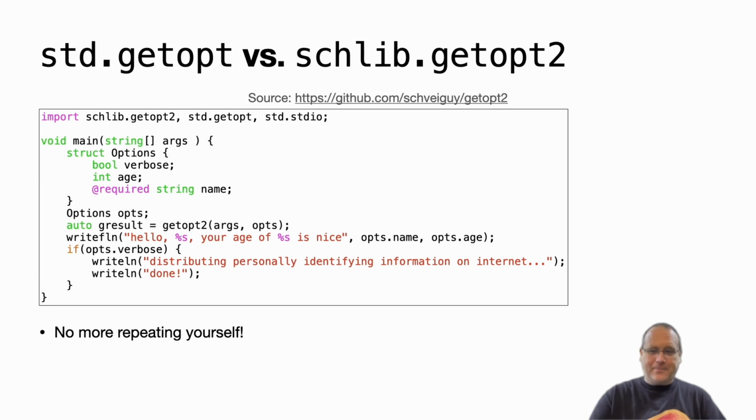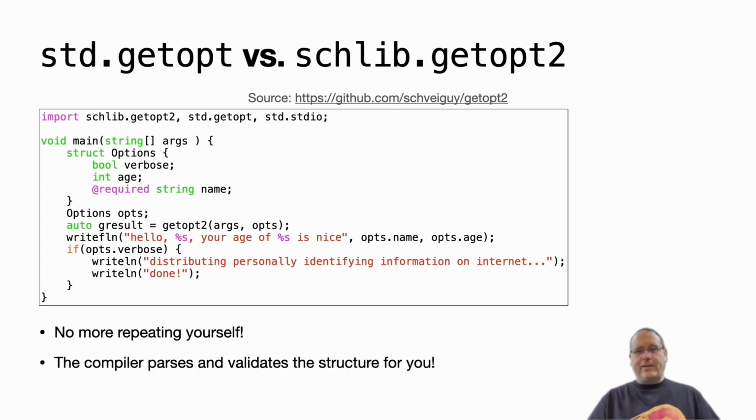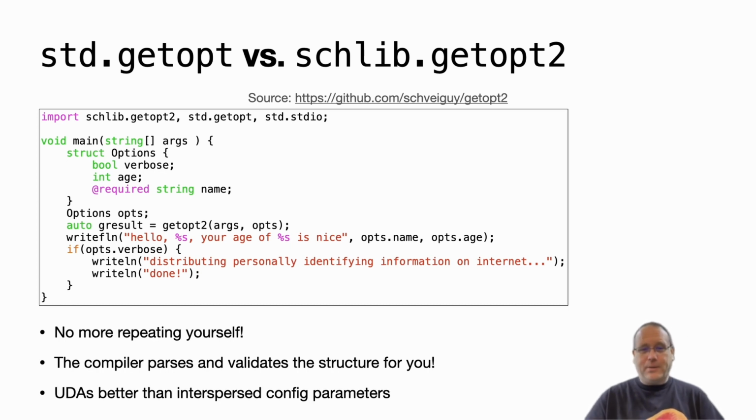It's there, right? And so also the compiler parses and validates the structure for me. So I don't have to ask, did I make the syntax right? Where you would have to, like in getopt, if you put those configuration options in between certain things, it'll complain. We're waiting for the library to do that, and sometimes the error messages aren't great. Here, the compiler is going to not compile. Like it's going to say, oh, you missed a semicolon, or you put this UDA on things that it shouldn't be on, or you put it in the wrong spot. So I'm using the compiler to help me. Plus, UDAs are better than interspersed config parameters, right? So I can use a UDA on an individual field.